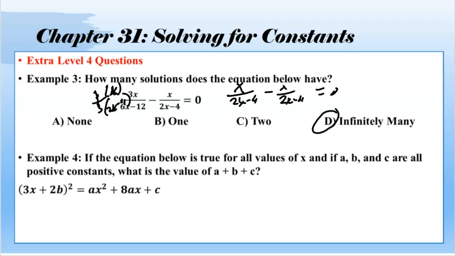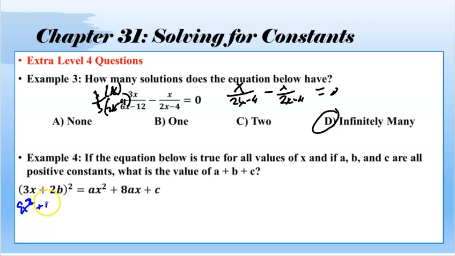Example 4, if the equation below is true for all values of x, and if a, b, and c are all positive constants, what is the value of a plus b plus c? Now for this one, on the left-hand side, I have a binomial squared. So I want to expand that. So if I FOIL that or use special products here, I can square the first term, which is 9x squared. And then I would have 3x times 2b times 2, because this is a perfect square trinomial.